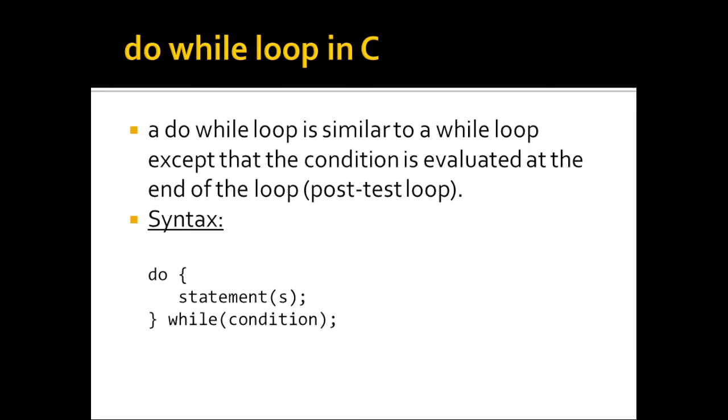Now we also have the do while loop. The do while loop is similar to a while loop, except that the condition is evaluated at the end of the loop, or it is called a post-test loop. So the syntax is do, then we have the open curly brace, we have the statements, close curly brace, and then while condition. So you notice that the condition is at the end of the loop.